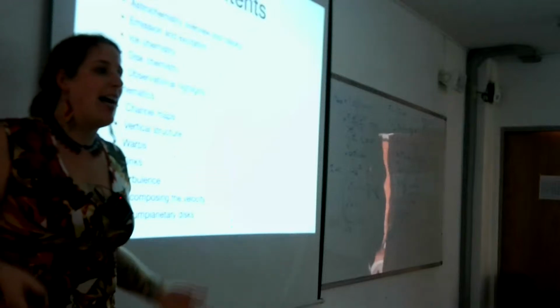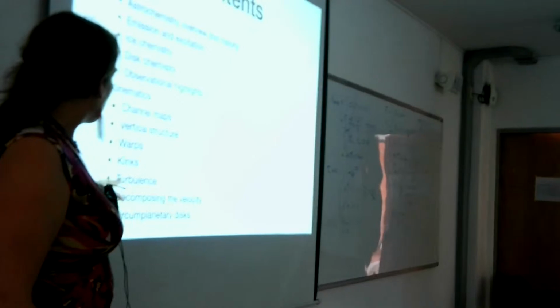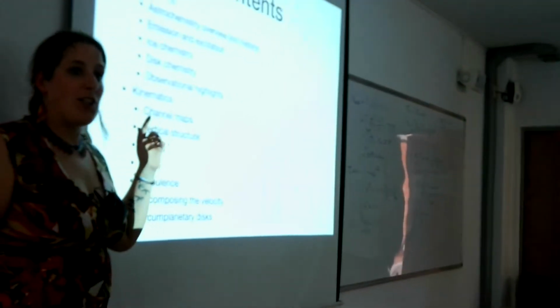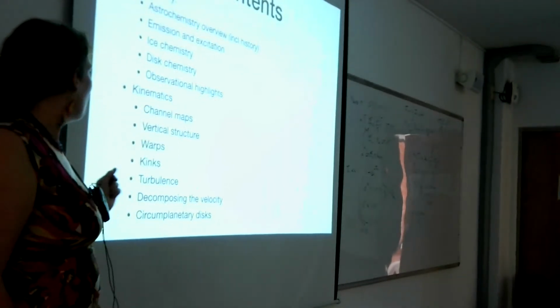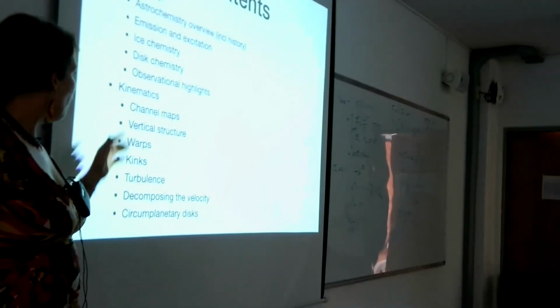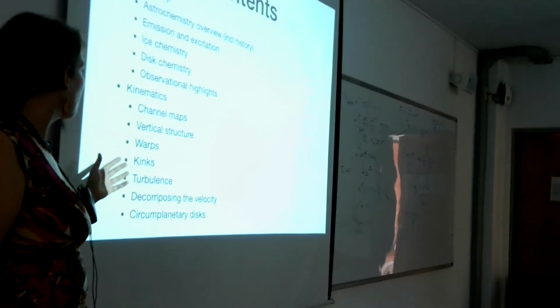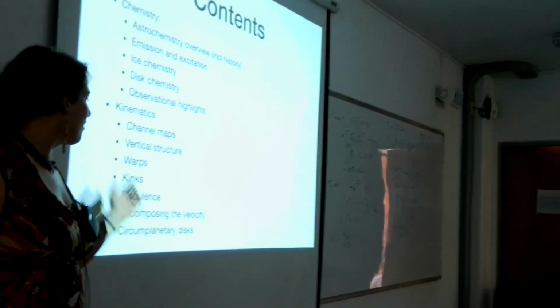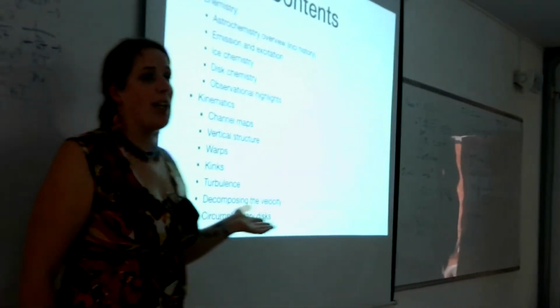Probably the biggest advances in the field in the last 2 years. For the kinematics topic, we will talk about channel maps again. You've seen the channel maps before, but again, a bit more detail on them. And then all the different types of studies you can do with kinematics: vertical structure, orbits, turbulence, velocity, dimensions, and circumplanetary disks.